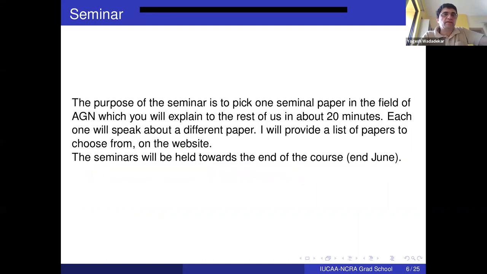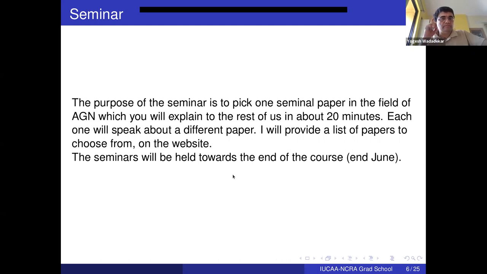Okay, so now about the seminar. The purpose of the seminar is to pick one seminal paper in the field of active galactic nuclei, which you will be expected to explain to the rest of us in about 20 minutes. And each one of you will speak about a different paper. So what I will do is provide a list of papers to choose from on the course website. I'll provide links to those papers also. So please go through those papers, browse through them and try and identify the papers that you like.